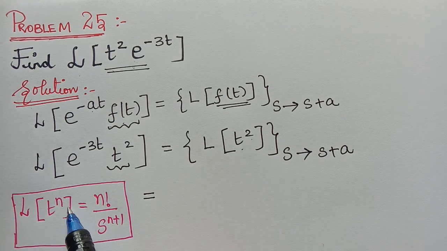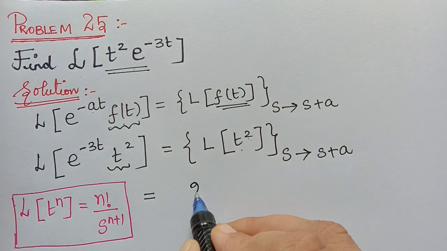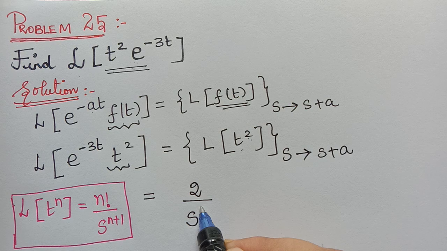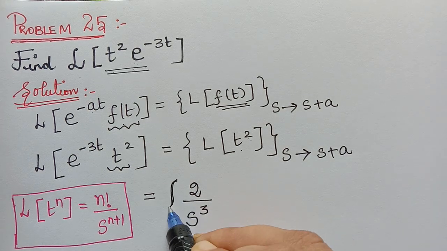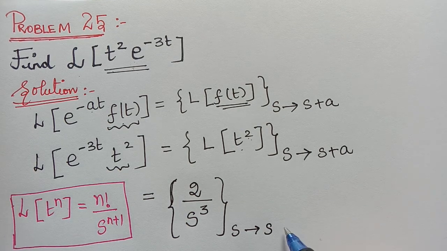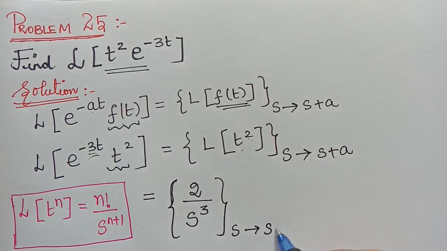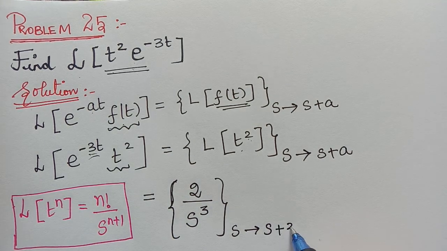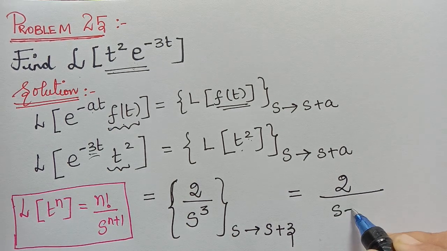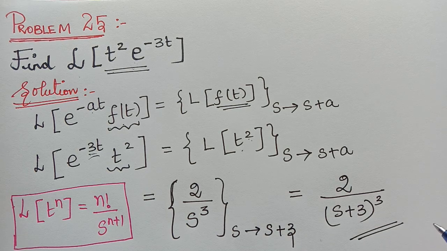At the place of n, we have 2. So it will be 2 factorial. But 2 factorial is 2 only. 2 factorial divided by s to the power 2 plus 1, which is 3. And here we have to replace s by s plus a. But what is the value of a over here? It is 3. So we have to replace s by s plus 3. And so the solution will be equal to 2 divided by s plus 3 the whole cube. So this is the solution.